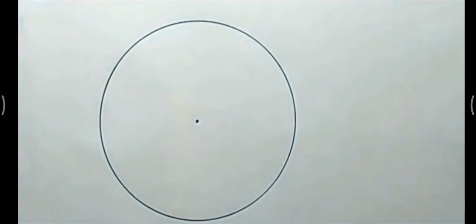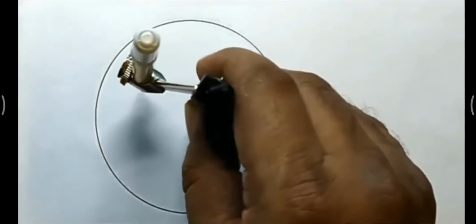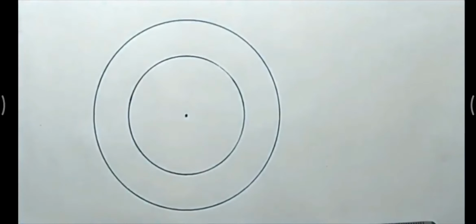Now after that, you are required to take 2.5 centimeter radius in your compass. Now I am taking 2.5 centimeter in the compass, and after taking 2.5 centimeter in the compass, the needle of the compass will be put on the center, and then draw a circle of 2.5 centimeter. This is the circle of radius 2.5 centimeter I have drawn. Now here you can see with the same center I have drawn two circles.